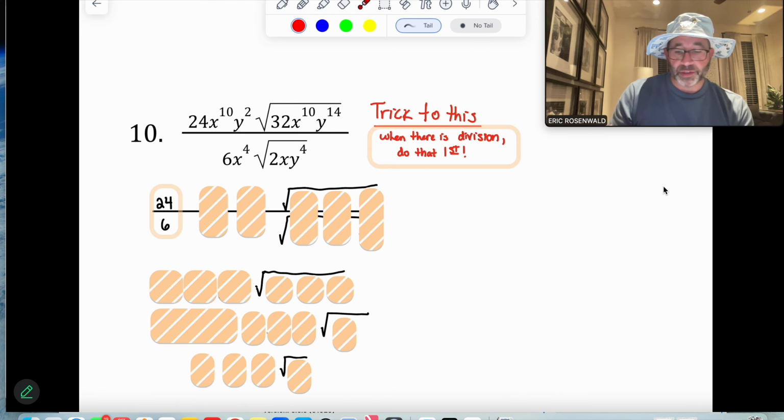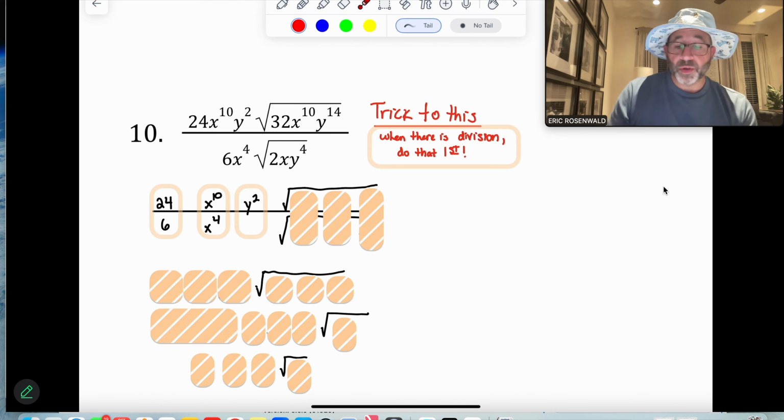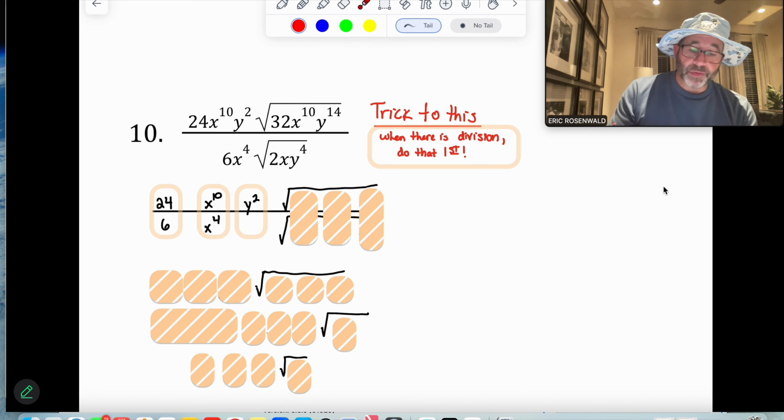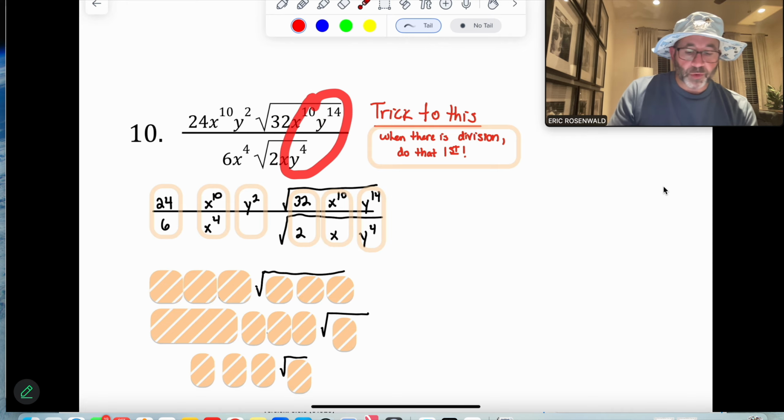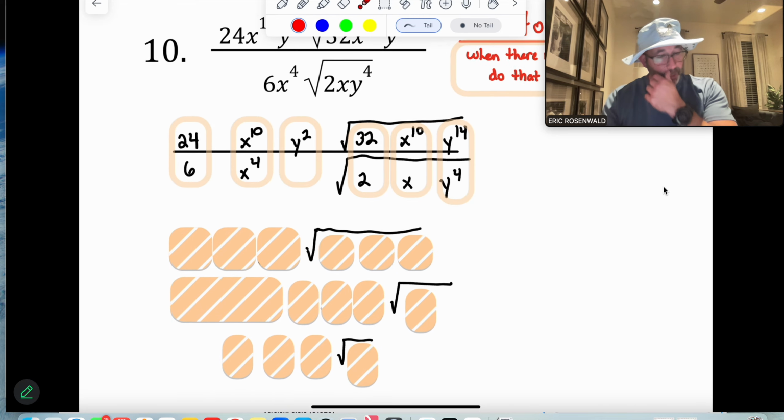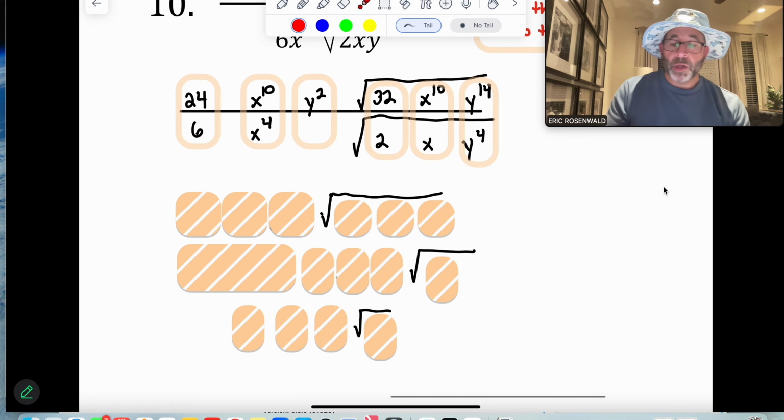24 over 6, that's the stuff that's on the outside here, right? X to the 10 over x to the 4th, the stuff on the outside. Y to the 2, there's no other y's on the outside, okay? On the inside, we have this 32 divided by 2. Well, 32 over 2, let's just leave it like that for a moment. We have this x to the 10 over x, okay? And then y to the 14th over y to the 4th. So part by part, let's work through this and watch what happens here.